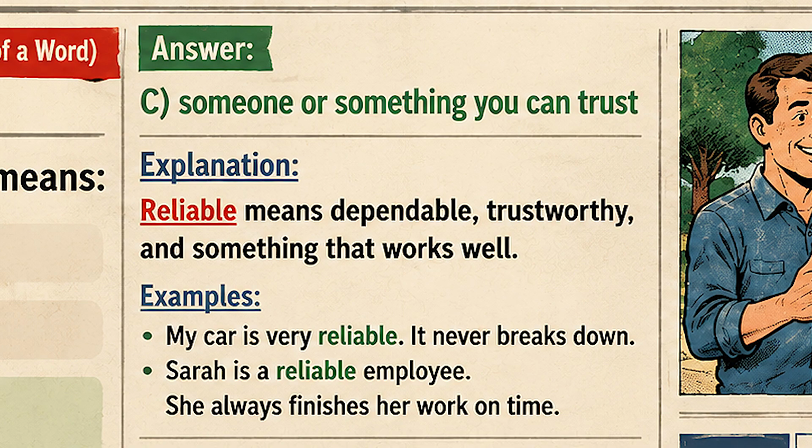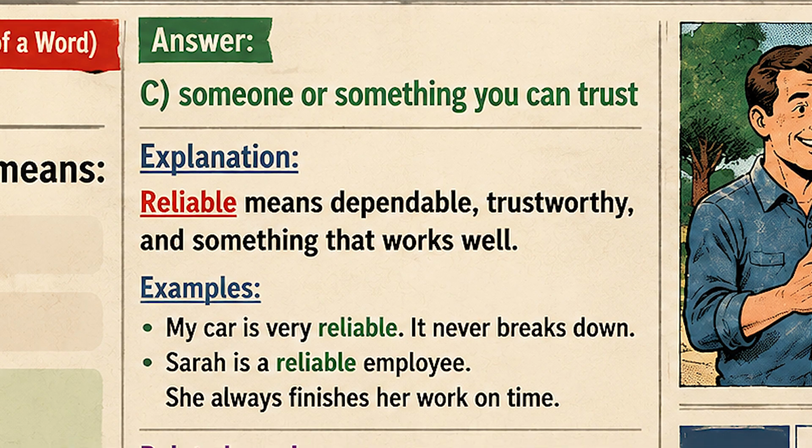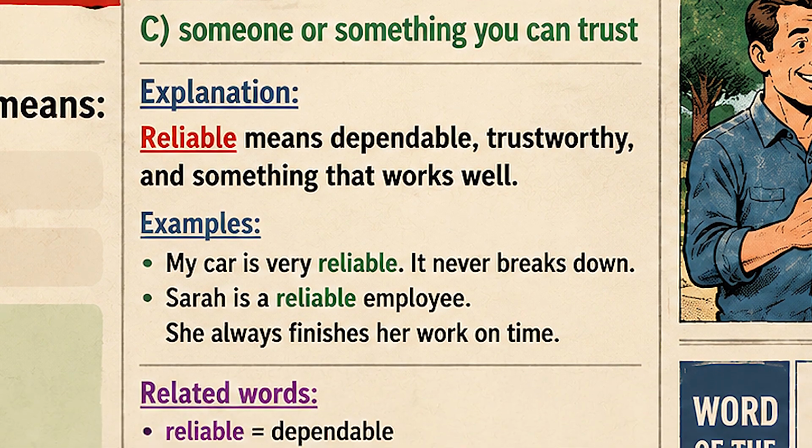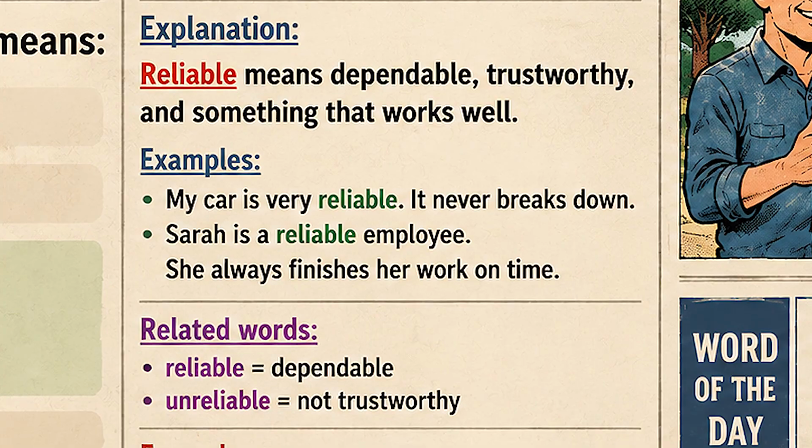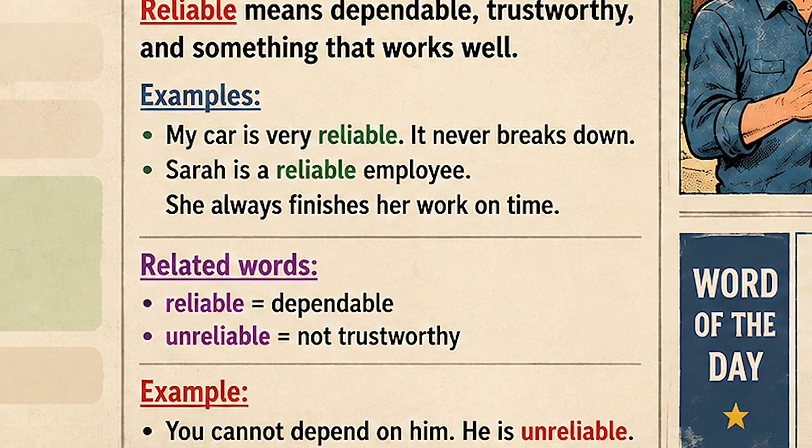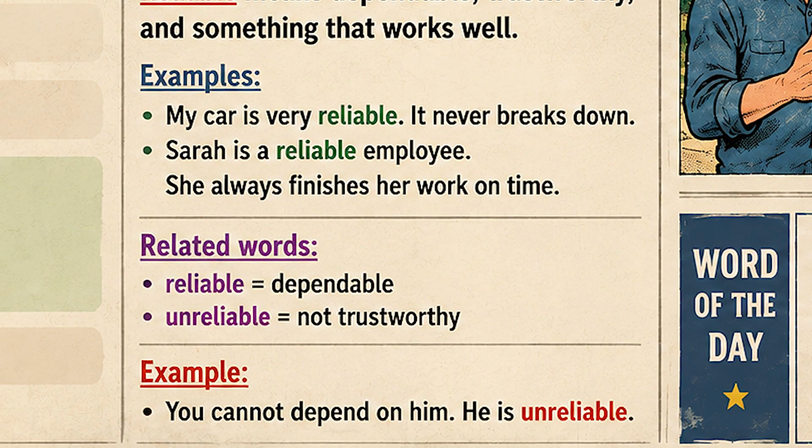Now let's learn some related words as well. Reliable also means, as I mentioned, dependable, someone or something you can trust. The opposite of reliable is unreliable. An unreliable person is someone you cannot trust or depend on.